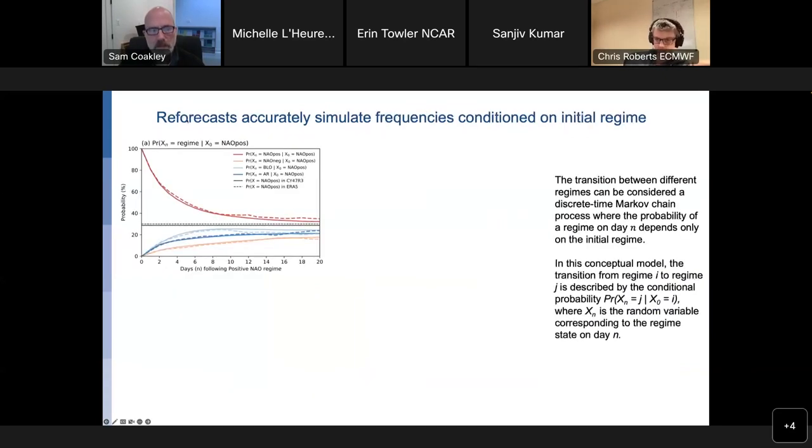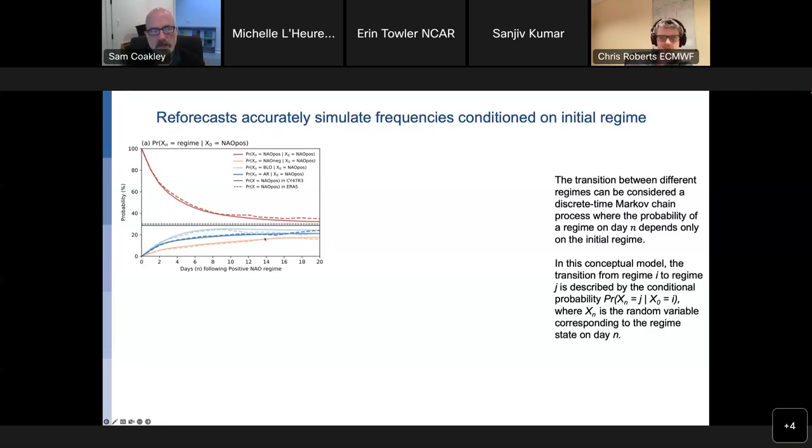We can also look at the regime frequencies conditioned on the initial regime. This plot in the top left shows the frequency, or the probability, of each of the 4 regimes. In red is NAO, the pink is negative NAO, light blue is blocking, and the dark blue is the Atlantic Ridge. This is all conditioned on the initial regime being a positive NAO. The solid lines are the reforecast and the dashed lines are the ERA5. Based on this comparison, our reforecasts are doing extremely well, both at capturing the persistence of these regimes, but also the probabilities of other regimes, so the transition to different regimes in the 20 days following.